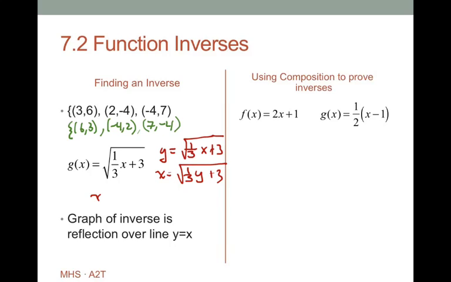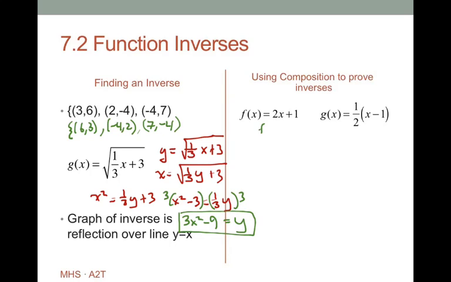So I'm going to have to square both sides. I'll get x squared is 1/3 y plus 3. X squared minus 3 is 1/3 y. Multiply both sides by 3. Y is 3x squared minus 3, or 3x squared minus 9. And that would be your inverse.